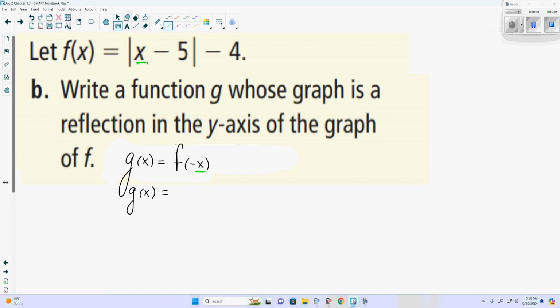So now we have f of negative x. Since we replaced this x with negative x, it means we have to replace this x with negative x. So we'll still have our absolute value bar. But our x in the equation is now negative x minus 5 minus 4.